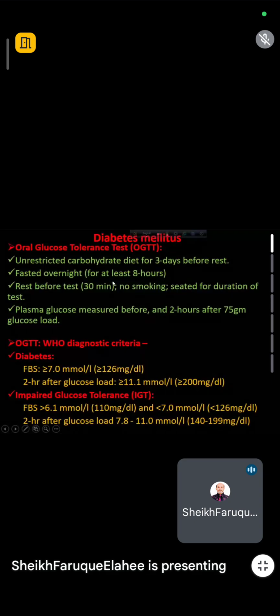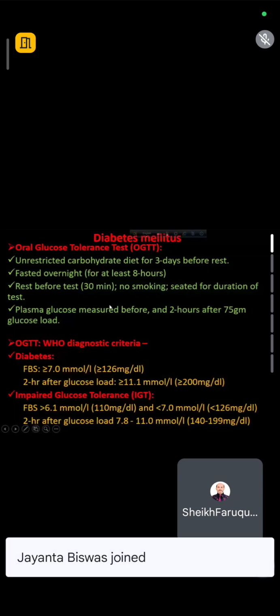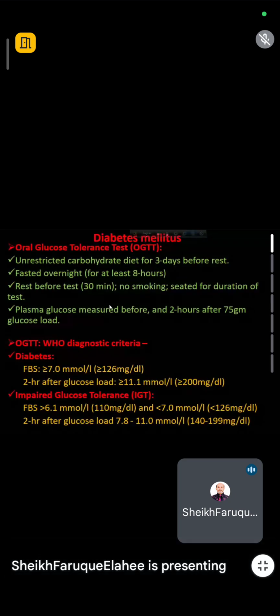You keep him fasting for 3 days. The last day he will take light food at night, and in the morning no food, and they will take a blood sample in the beginning. Then they will give him 75 gram glucose to take by mouth. He will wait for 2 hours and then they will take another sample and test.